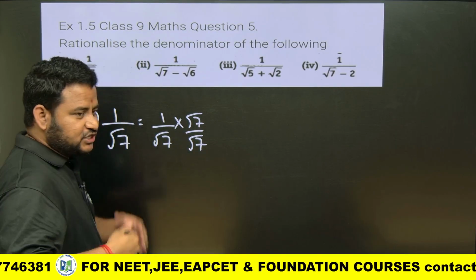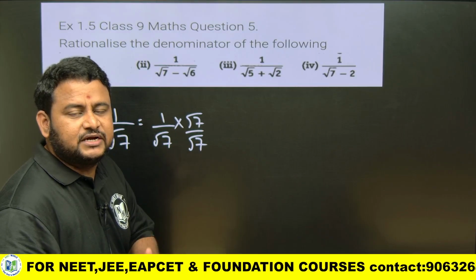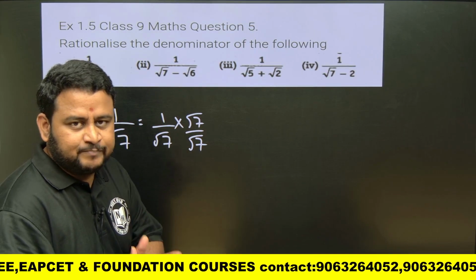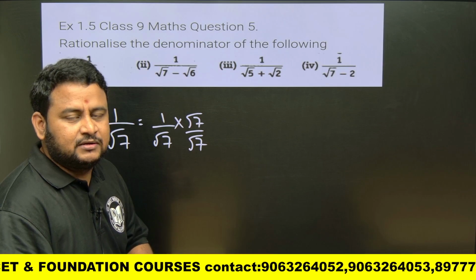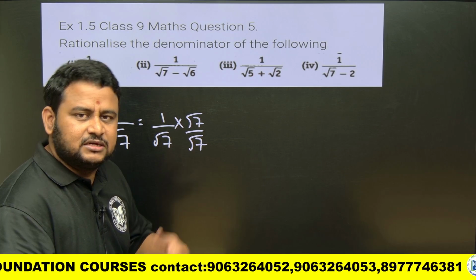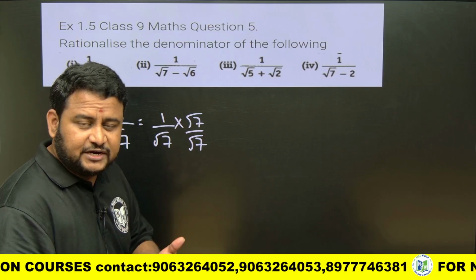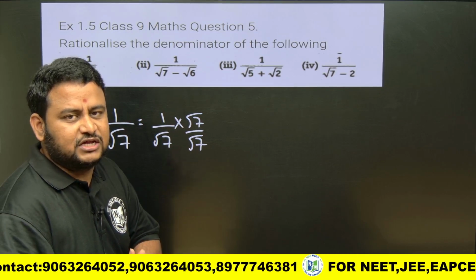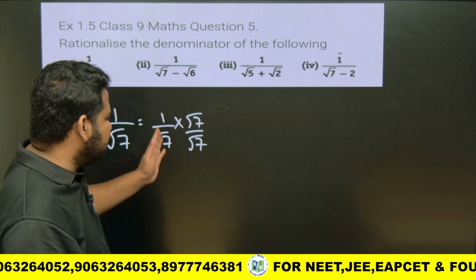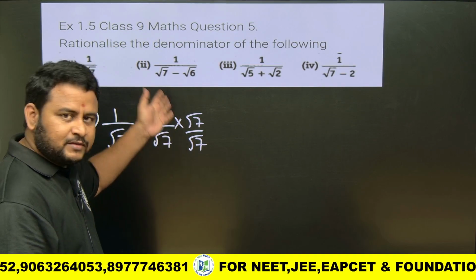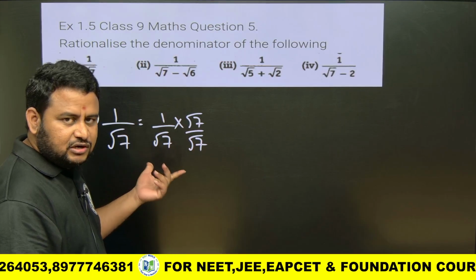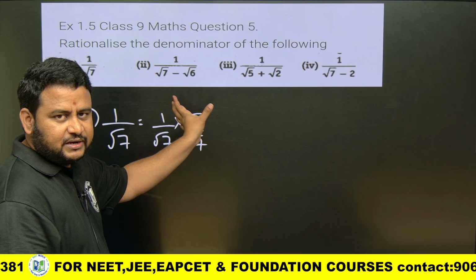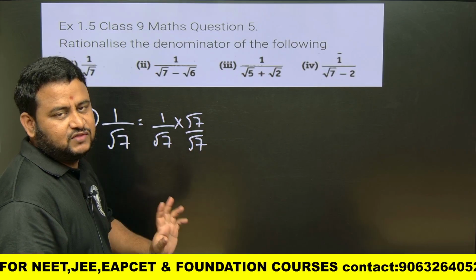Rationalizing the denominator means what? In the denominator, there should be no irrational number. In the denominator, there should be only a rational number. If a rational number is already there in the denominator, there is no need to rationalize. But if an irrational number is there, you have to bring it to a form where it becomes a rational number. For that, there are some methods. One thing is we multiply numerator and denominator by the same denominator. If the denominator has two irrational numbers with a plus between them, you have to multiply by the minus of that.